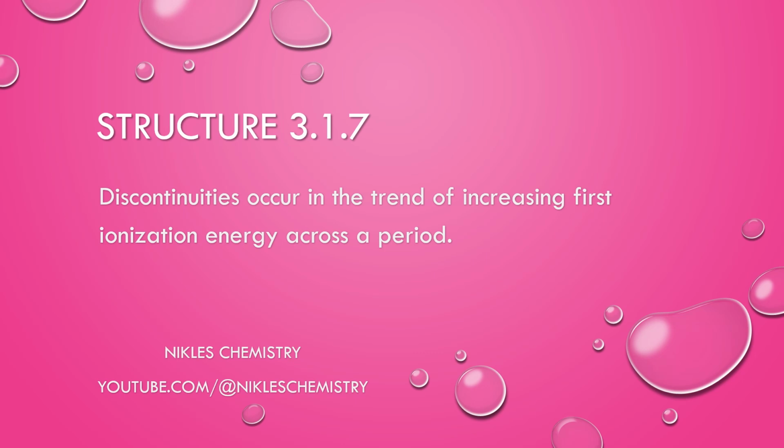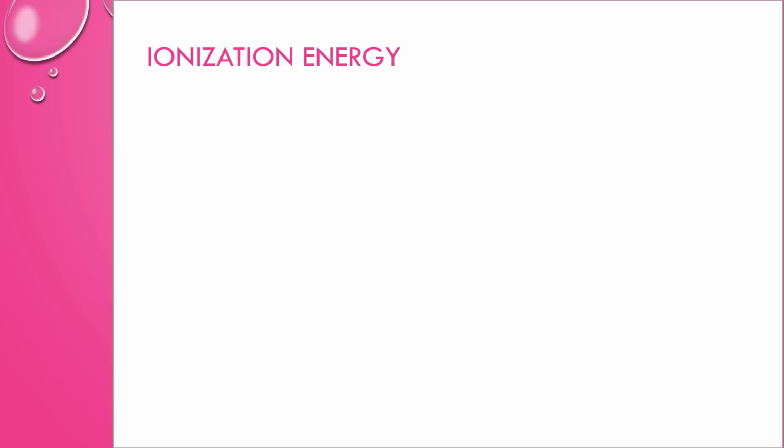Hello, today we're going to talk about structure 3.1.7. This is an HL only topic, and it's all about the discontinuities that occur in the periodic trend of first ionization energy. So let's review what ionization energy is.